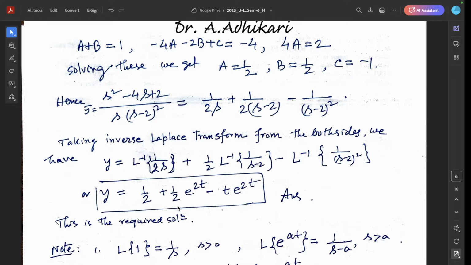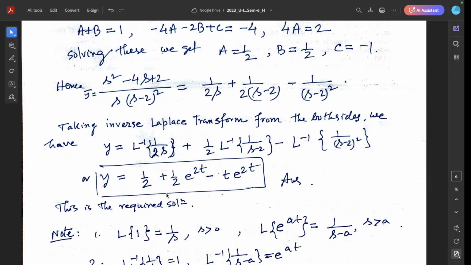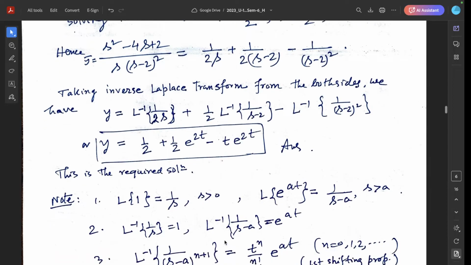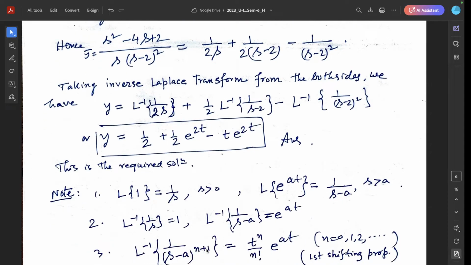So L inverse of 1 by s equals 1, so this gives 1 by 2. L inverse of 1 by s minus a is e to the power at, so half e to the power 2t. And L inverse of 1 by (s minus a) whole to the power n plus 1 equals t to the power n by n factorial times e to the power at, n equal to 0, 1, 2. So this equals t into e to the power 2t, which is the required solution.